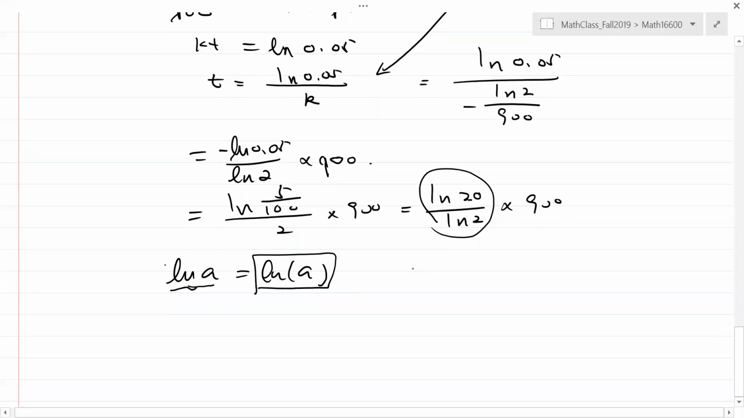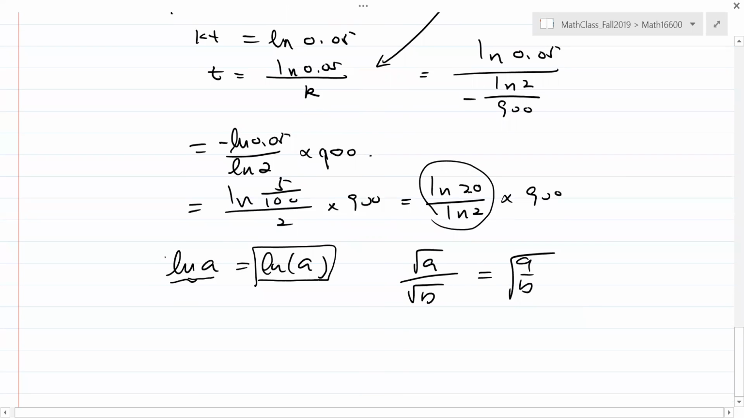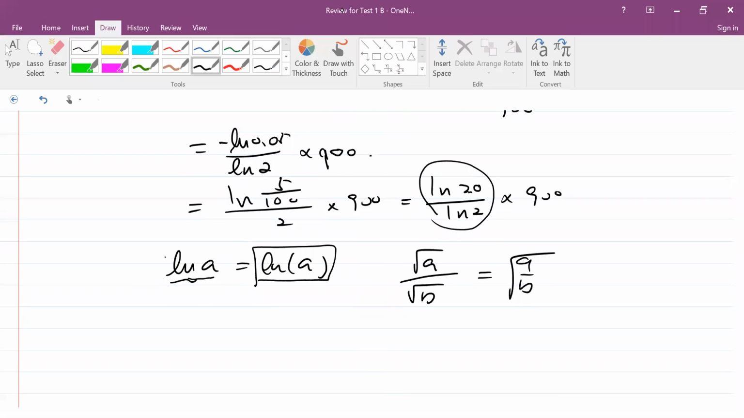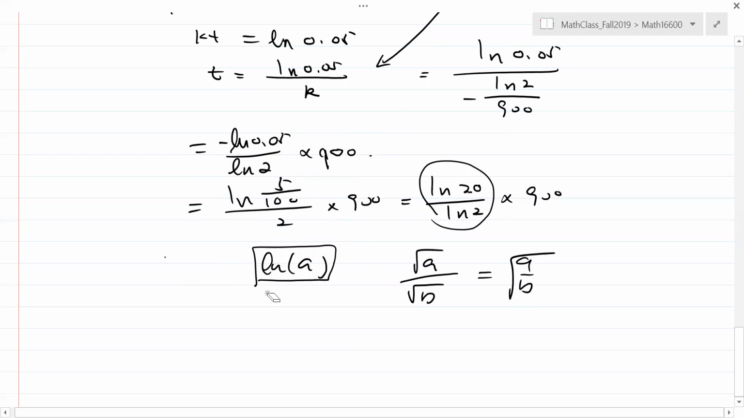Just like square root of a over square root of b, you cannot say it's going to be a over b. You cannot cancel. This is just a symbol. But it's going to be square root of a over b, that's possible. Natural log is another function. It's not a radical function.